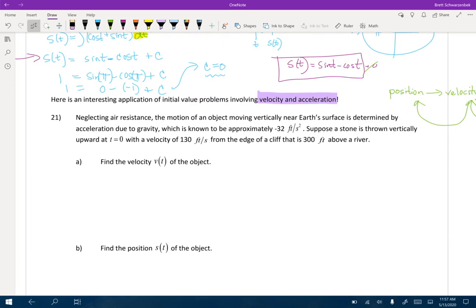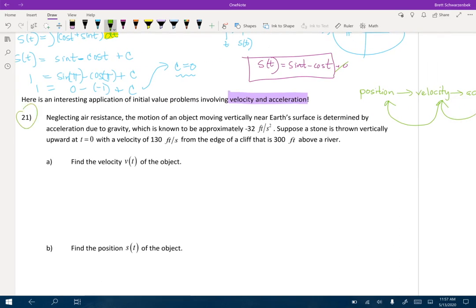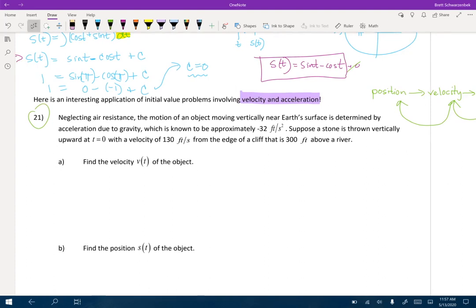It says, neglecting air resistance, the motion of an object moving vertically near Earth's surface is determined by acceleration due to gravity. Okay, that's got to be important. Which is known to be approximately negative 32 feet per second squared. Just a note on this, you're used to the 9.8, but 9.8 is meters per second squared. You're going to do this problem in the homework or in the lab, I don't remember. So what I did was I converted it to feet per second squared in order to give you an example problem, and it wasn't repetitive.